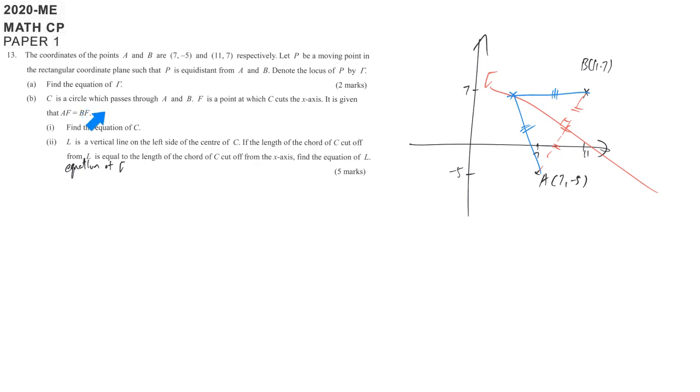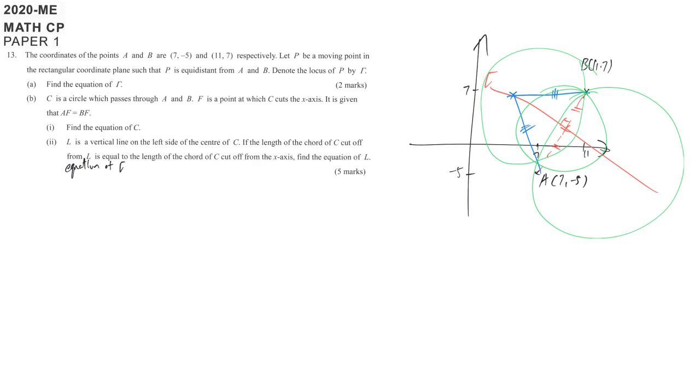In part B, there is additional information on the graph. There is a circle passing through A and B, passing through these 2 points. So the circle may be like this or may be like this. You don't know how large it is or even in another direction. So the shape is not fixed. The size is not fixed.